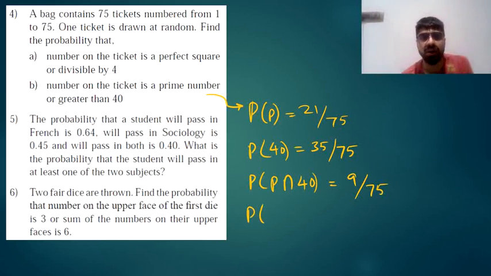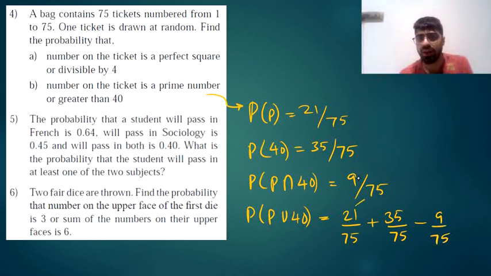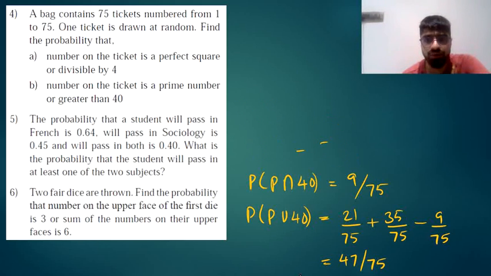And finally, the probability of the number being a prime number or greater than 40 means P of P union 40. That will be P of P, that's 21 upon 75, plus P of 40, 35 upon 75, minus the intersection, that's 9 upon 75. So we have 21 and 35, that is 56, minus 9 making it 47. So the final answer for that being 47 upon 75. And that's how we are answering the B part of our fourth question. We go ahead with the fifth question.